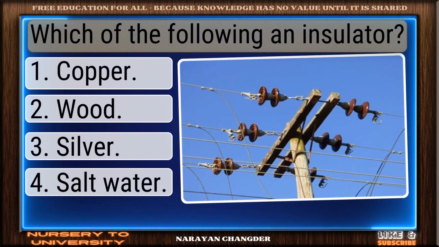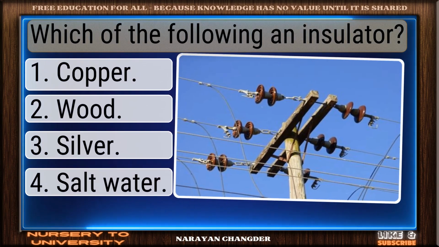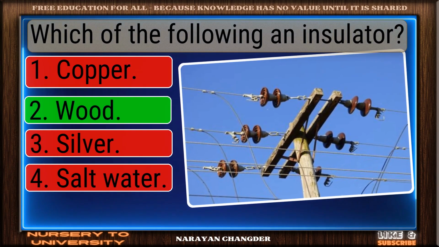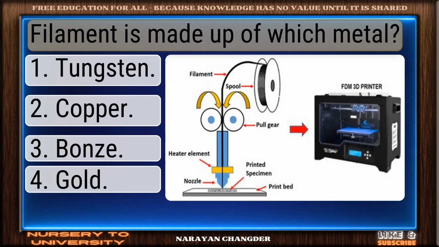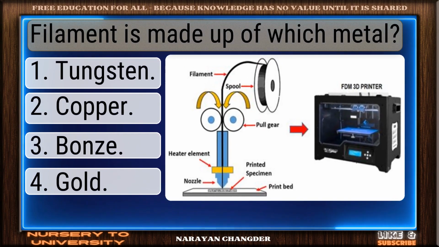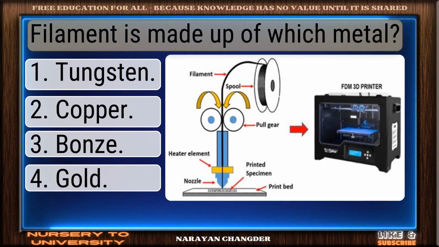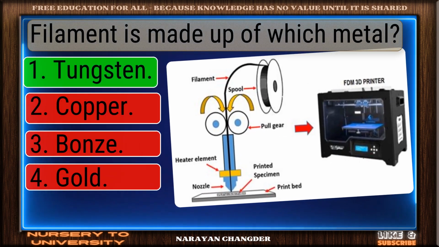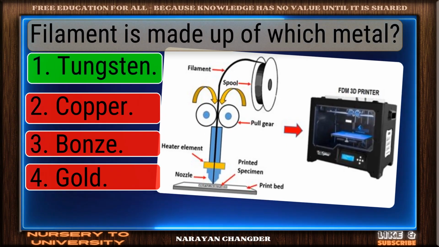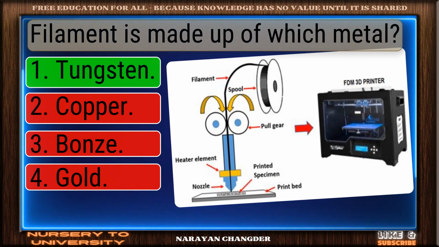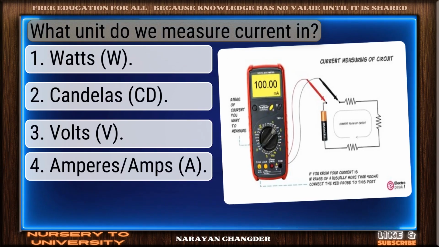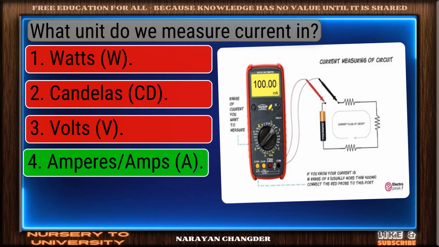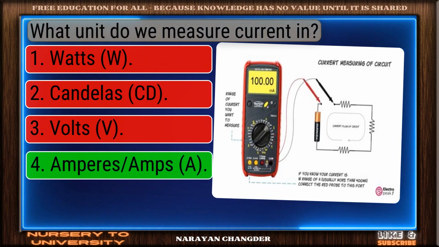Question number 193. Which of the following an insulator? Nice selection. Wood is the correct and valid answer. Question number 194. Filament is made up of which metal? Clear logic. Your choice tungsten is sound and 100% true. Question number 195. What unit do we measure current in? Valid point. Amperes, amps is true.